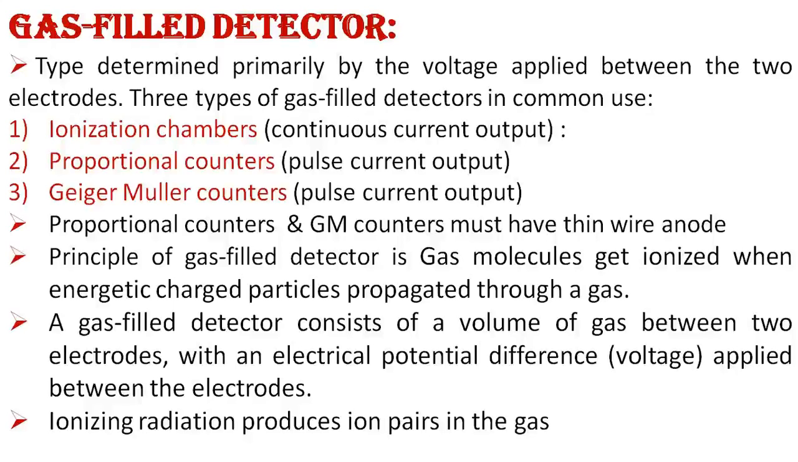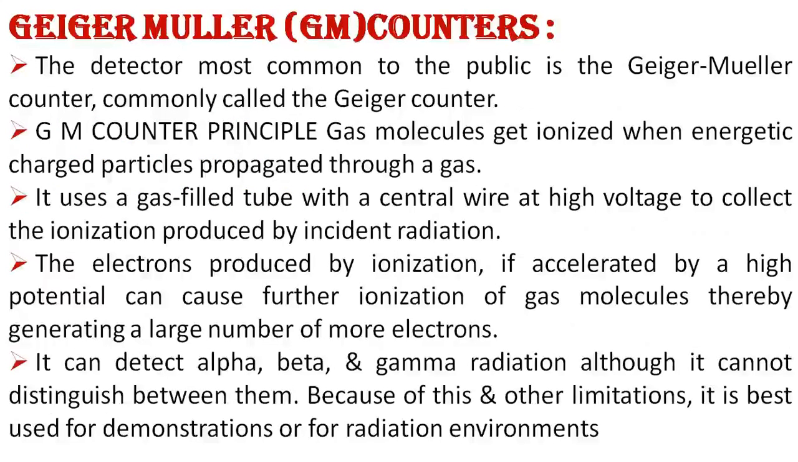The principle of the gas filled detector is that gas molecules get ionized when energetic charged particles propagate through a gas. A gas filled detector consists of a volume of gas between two electrodes, with an electrical potential difference, or voltage, applied between the electrodes. Ionizing radiation produces ion pairs in the gas.